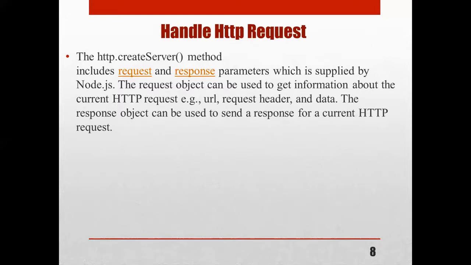The request object can be used to get information about the current HTTP request, for example the URL, request header, and the data. And the response parameter, the next one, is the response object. This object can be used to send a response for the current HTTP request. It fetches the current HTTP request and sends the response to that request.